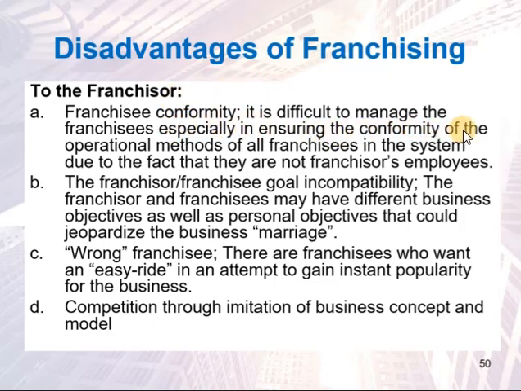It is difficult to manage the franchisees, especially in ensuring the conformity of the operation methods of all franchisees in the system. This is due to the fact that they are not franchisors' employees. The franchisor or franchisee goal incompatibility. The franchisor and franchisees may have different business objectives as well as personal objectives that could jeopardize the business marriage. And then wrong franchisee. There are franchisees who want an easy ride in an attempt to gain instant popularity for the business, and competition through imitation of business concept and model.